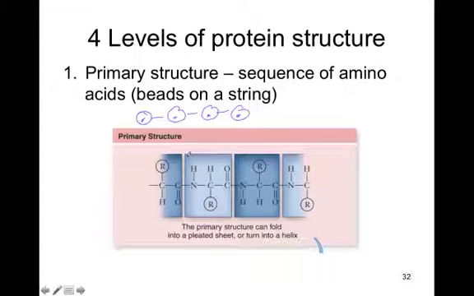Here are the beads represented. Each one of these boxes represents one of the beads joined together by a peptide bond. Here we're representing a peptide bond. It's simply a covalent bond. So the primary structure is simply the order of amino acids in the polypeptide chain.